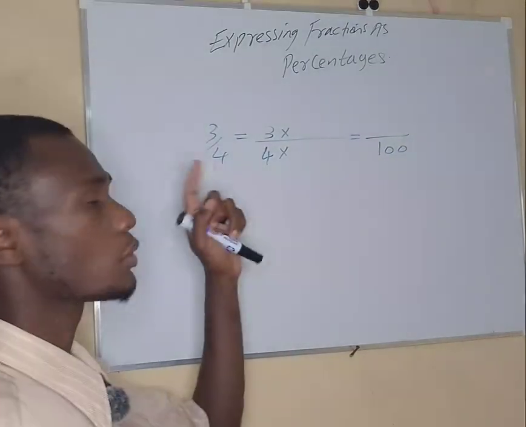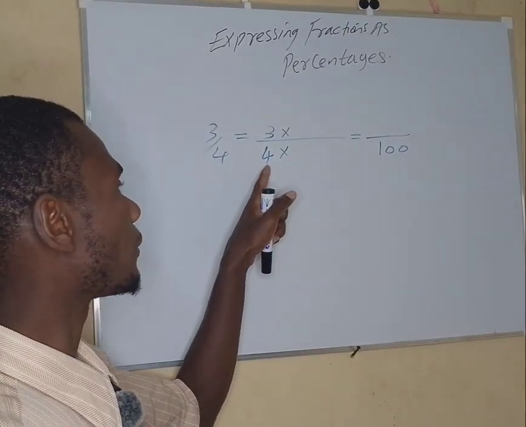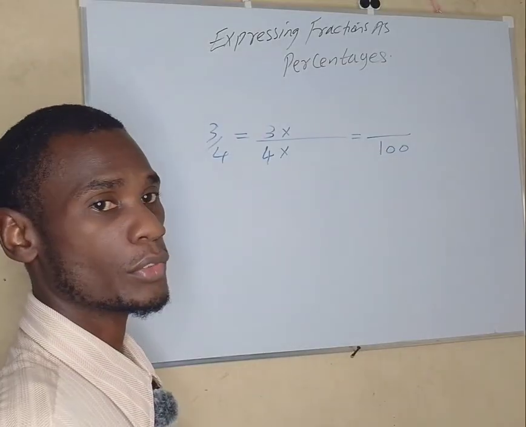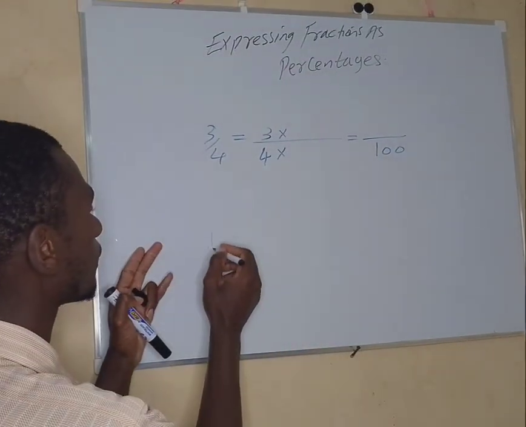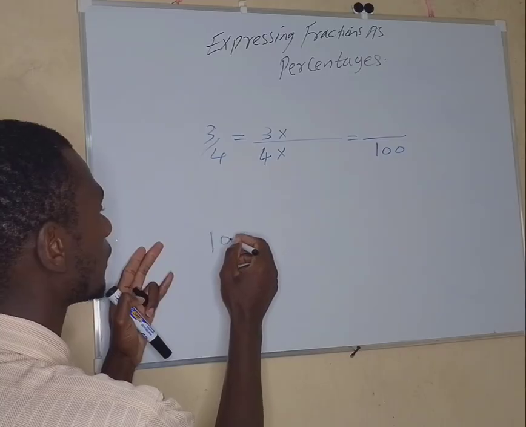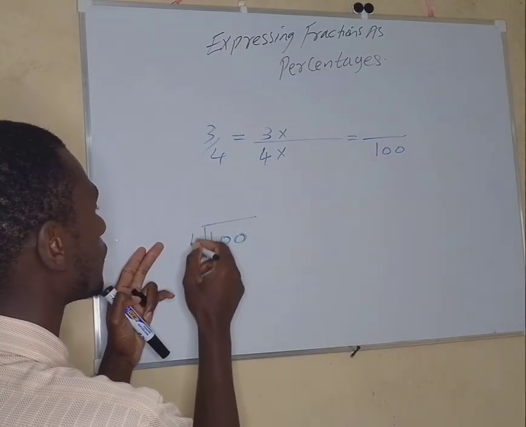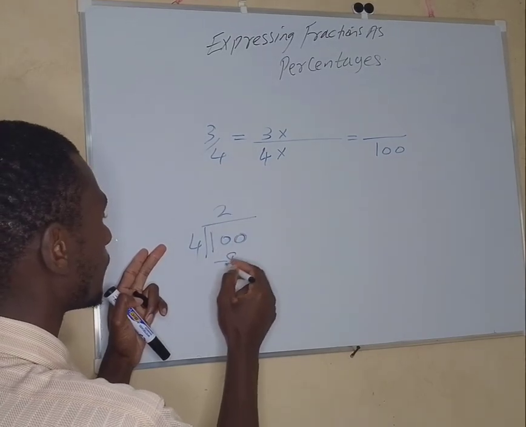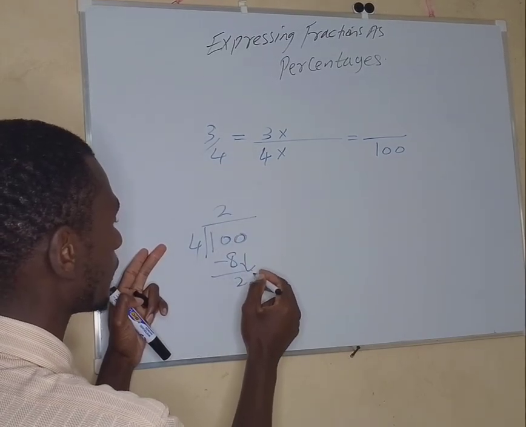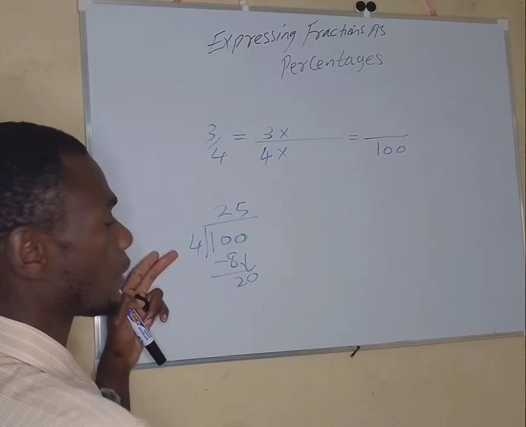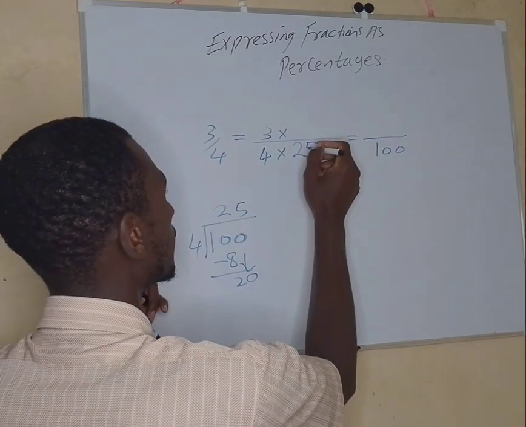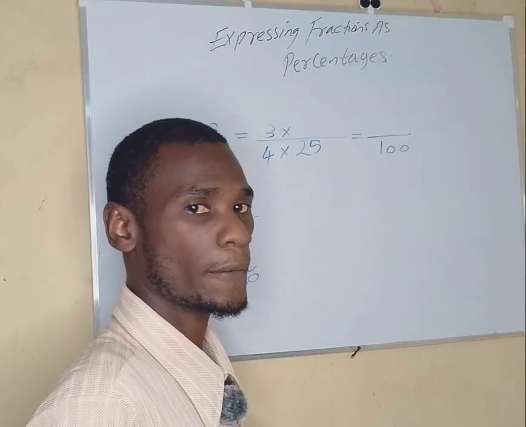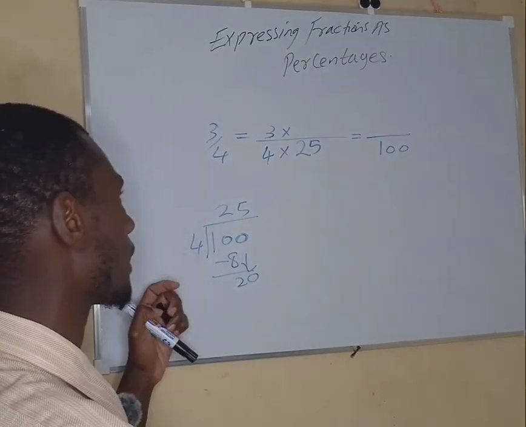So we are going to look for a number that we can multiply by 4, the denominator, to give us 100. And I've said, instead of struggling to look for that number, just take that 100 and divide it by 4. If you divide it by 4, you will get 25. So this number here is 25, so that 4 times 25 is 100.